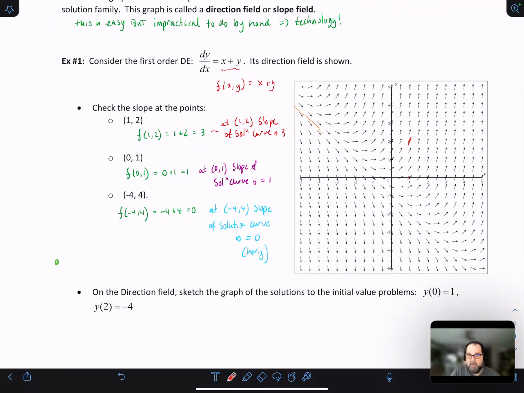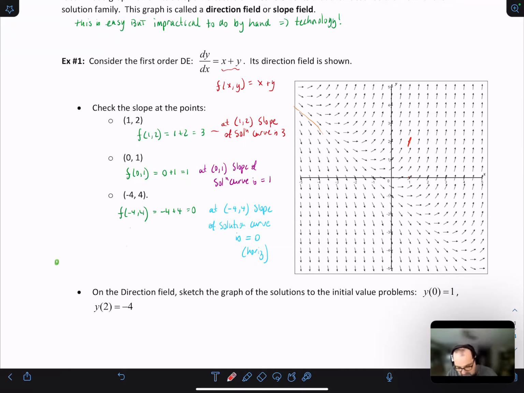So hopefully we are satisfied that this little slope indicator is plausibly indicating a slope of 3. Here's another one. What about at (0, 1)? Plugging in 0, 1, we would get a slope of 1. So at (0, 1), we should have a slope of 1.